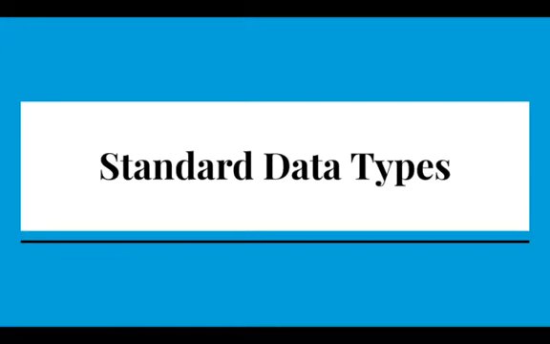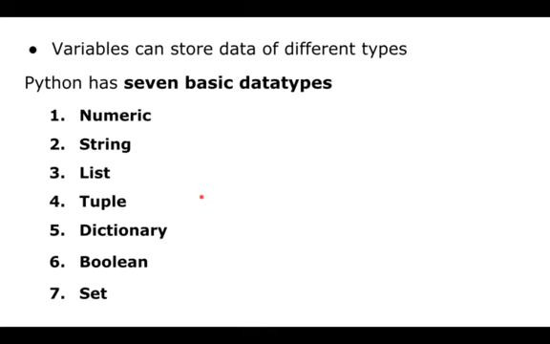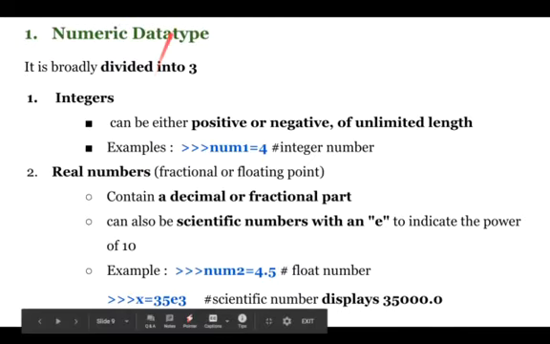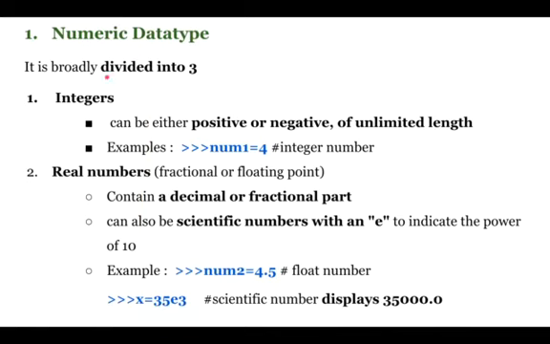Next is about the standard data types in Python. Variables can store data of different types, and Python has 7 basic data types: numeric, string, list, tuple, dictionary, boolean and set. First we will see about the numeric data types. It is again broadly divided into three. One is integers. Integers can be either positive or negative.